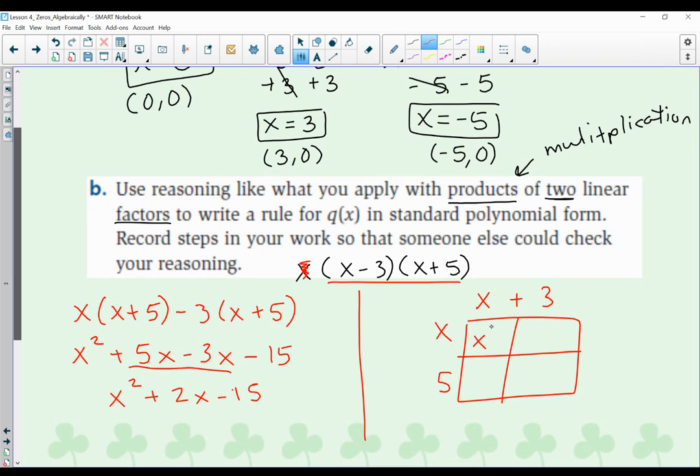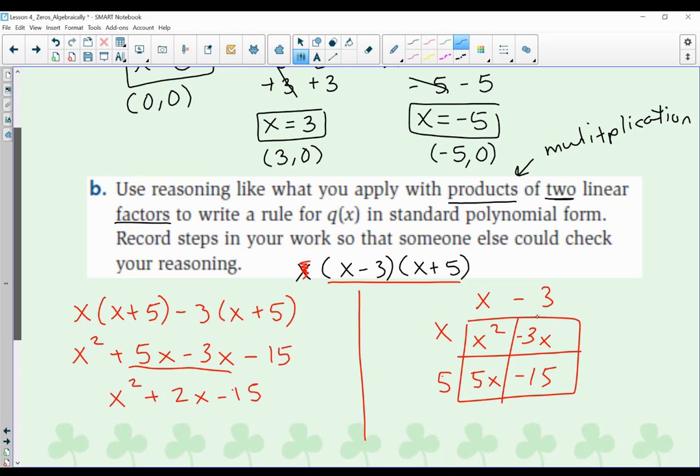So here I get x squared, then 3 times x gives me 3x, x times 5 gives me 5x. Was one of these negative? Yep, I meant to write negative here. Yeah, so it's negative 3x, sorry. And then negative 3 times 5 is negative 15.